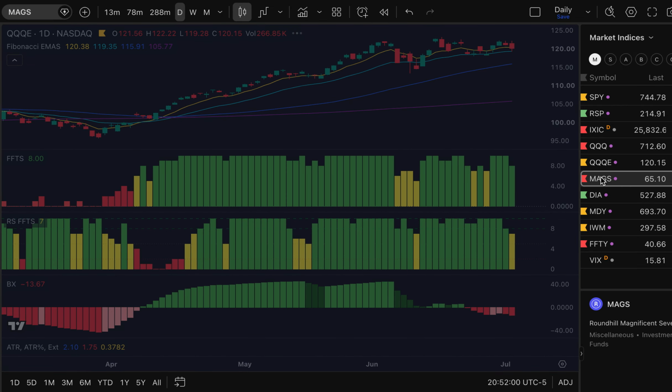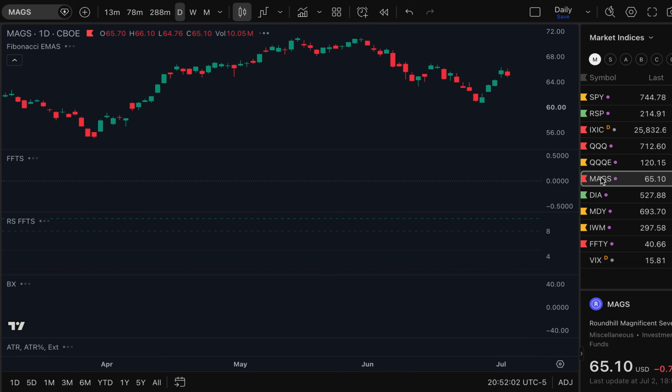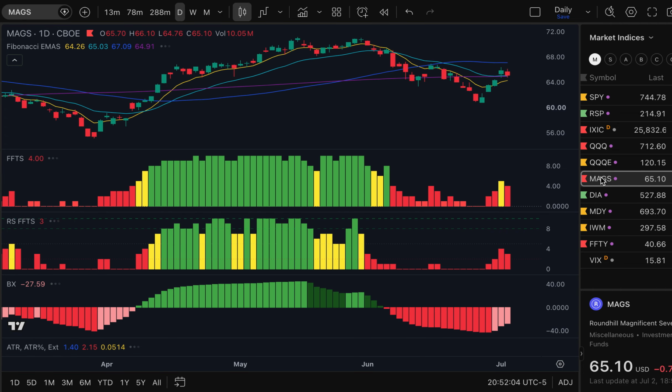The Magnificent Seven. Not looking good. Trend stack 4 out of 10. Relative strength trend stack 3 out of 10. Momentum is negative, but it is increasing. That's why it's colored light red instead of dark red. So at least momentum is increasing there.